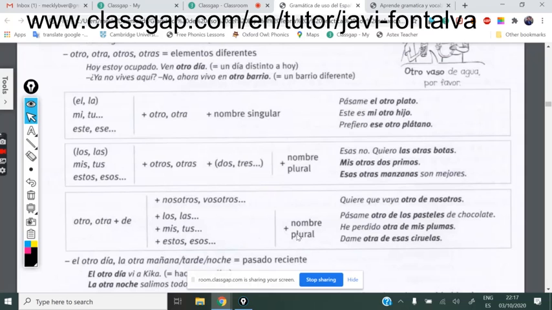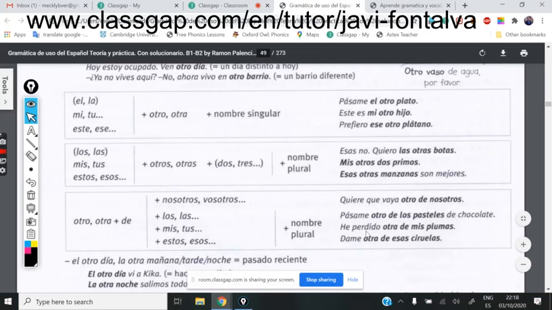You could also do the thing we did before with uno una. So you could say, for example, otro de nosotros. So quiere que vaya otro de nosotros. Another one of us. So notice we don't really say another in Spanish. It's just other one of us. Pásame otro de los pasteles. Another one of the cakes. He perdido otro de mis plumas. I lost another one of my pens.